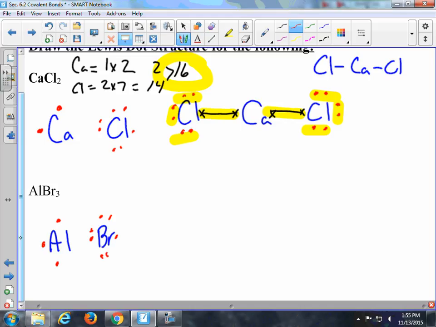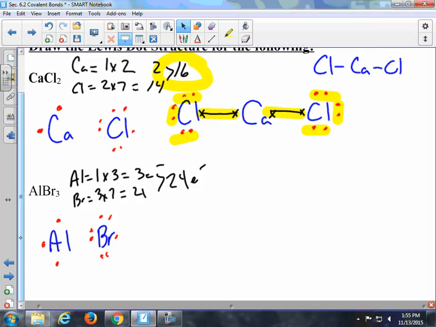How many single people does aluminum have? 3. How many married couples or unshared pairs does bromine have? 3. Right. Now we're going to double check the electron count. For aluminum, I have 1 times 3 electrons. It's 3 electrons. For bromine, I have 3 times 7 electrons. It's 21. I have to match 24 electrons.